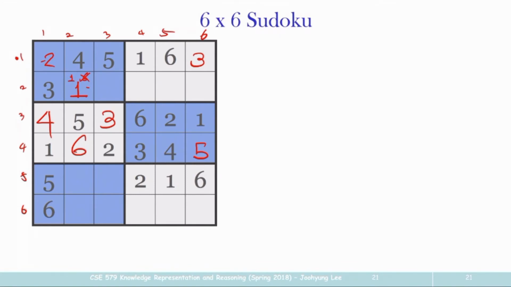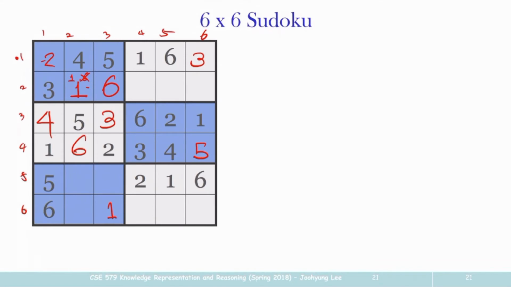2, 3 will be 6. Okay. Last row over there. 6, 3 should be 1. Yes. Why? Because 5, 3, the row 5 already has 1.